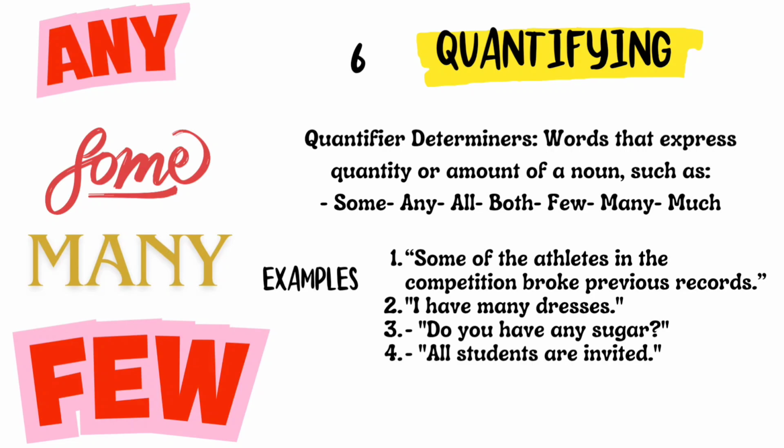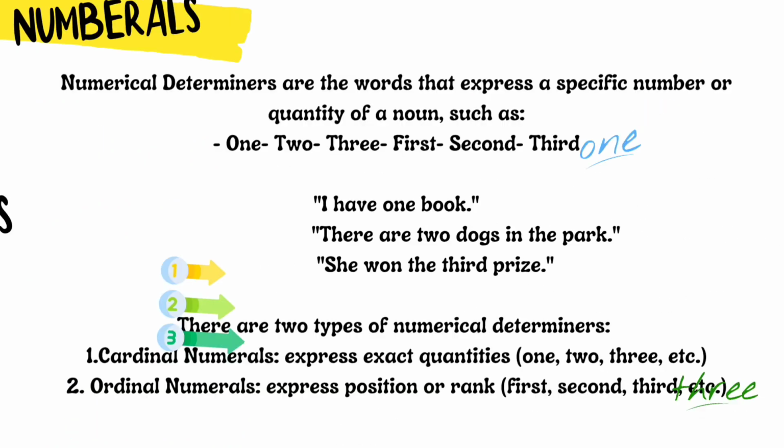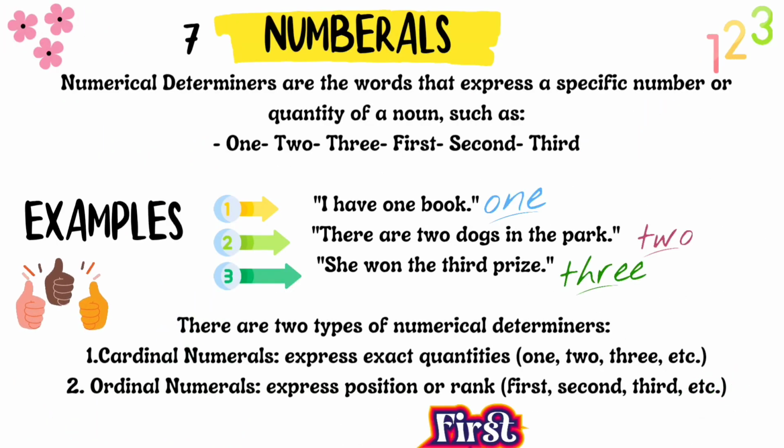Those are quantifying determiners. Now, numerals. So, numerical determiners are the words that express a specific number or quantity of a noun, such as 1, 2, 3, first, second, third. So, for example, I have one book. There are two dogs in the park. She won the third prize.